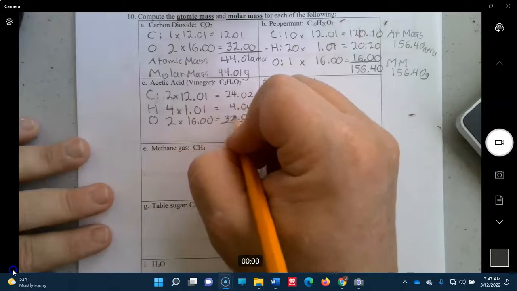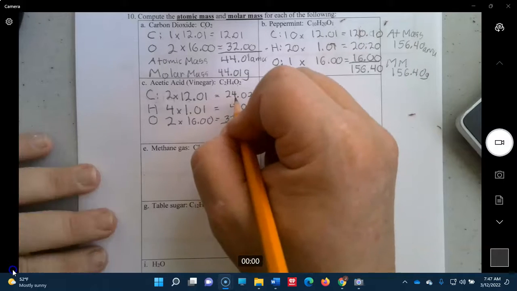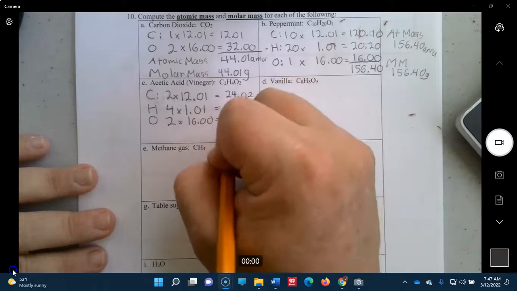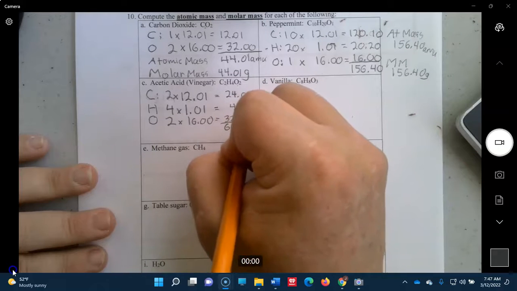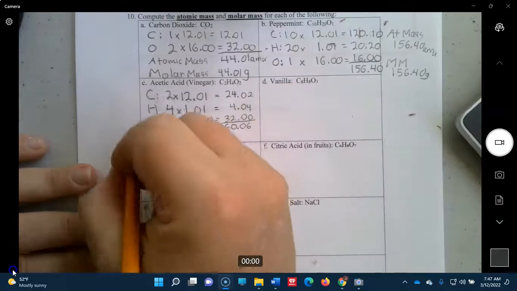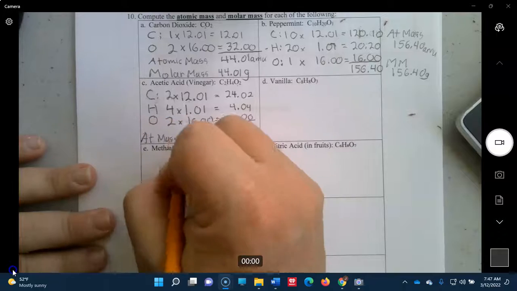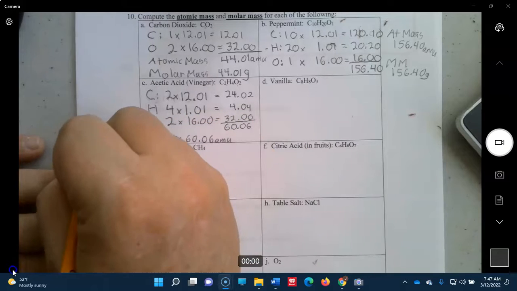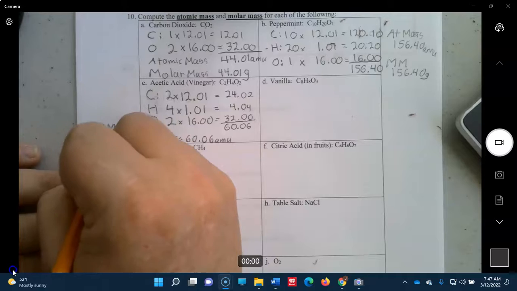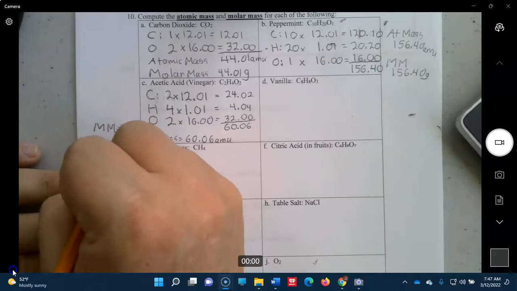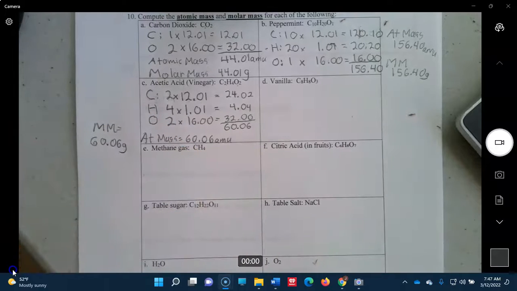When you add these up, you get 32, 42, 52, 56, 60. Okay, so atomic mass and molar mass, I'll write over here. That's in grams. Okay, the only difference: same number, different unit of measure.